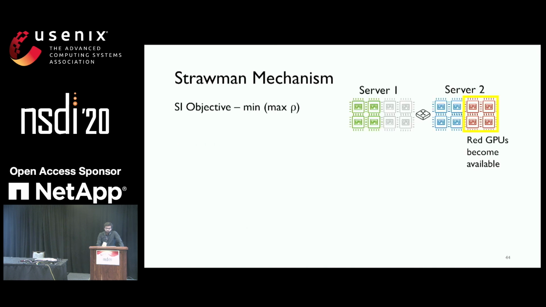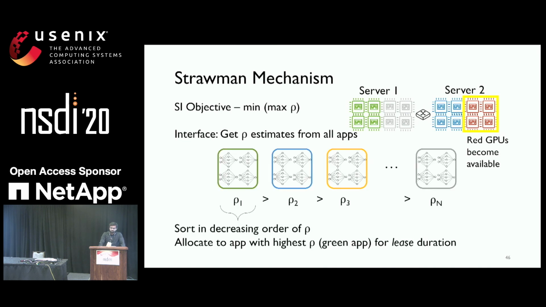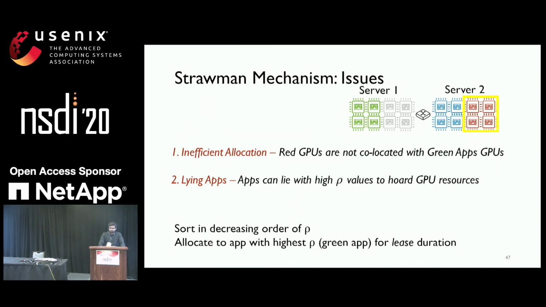Let's look at a strawman mechanism through an example. Say there are 2 servers and the red GPUs on one of the servers become available. First, the scheduler pulls rho estimates from all the apps by using the app to cluster scheduler interface. The strawman mechanism sorts the apps in decreasing order of rho and allocates resources to the app with the highest rho. In this case, it's the green app for a least amount of duration.